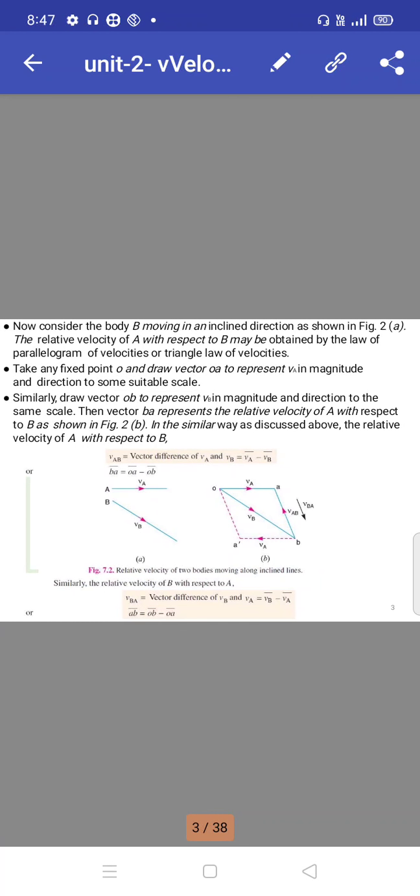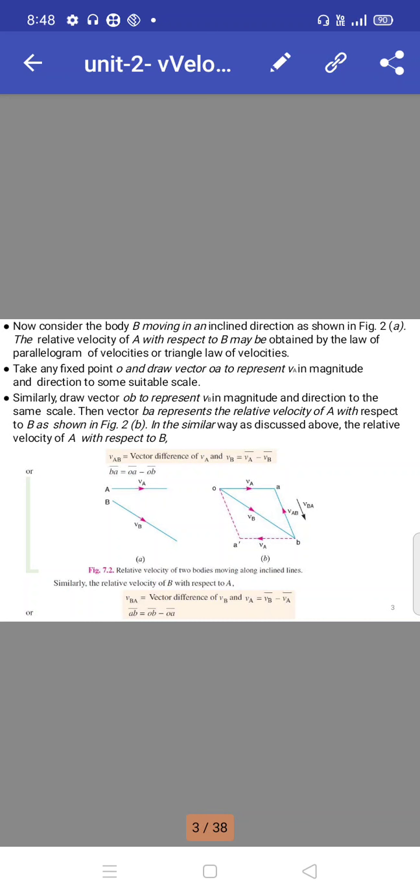Now consider the body B moving in an inclined direction as shown. The relative velocity of A with respect to B may be obtained by the law of parallelogram of velocities or triangle law of velocities. Take any fixed point O and draw vector OA to represent VA in magnitude and direction to some suitable scale. Similarly, draw vector OB to represent VB in magnitude and direction to the same scale. Then vector BA represents the relative velocity of A with respect to B.